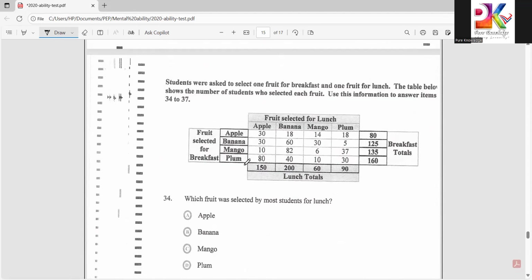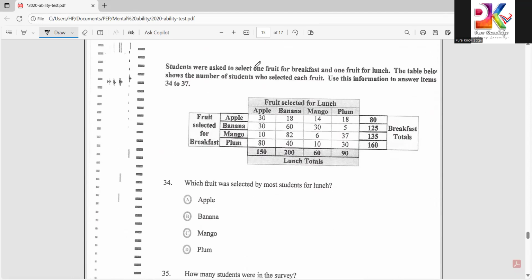Next one says students are asked to select one fruit for breakfast and one fruit for lunch. The table below shows the number of students who selected each fruit. Use this information to answer items 34 to 37. Which fruit was selected the most for lunch? And we're going to look here for lunch. And we see lunch is right here.